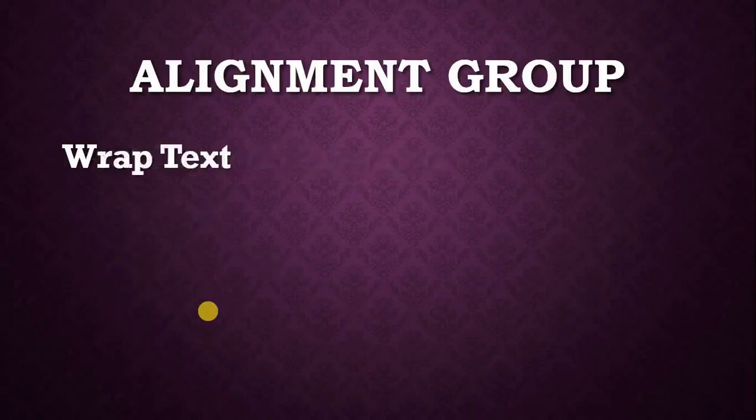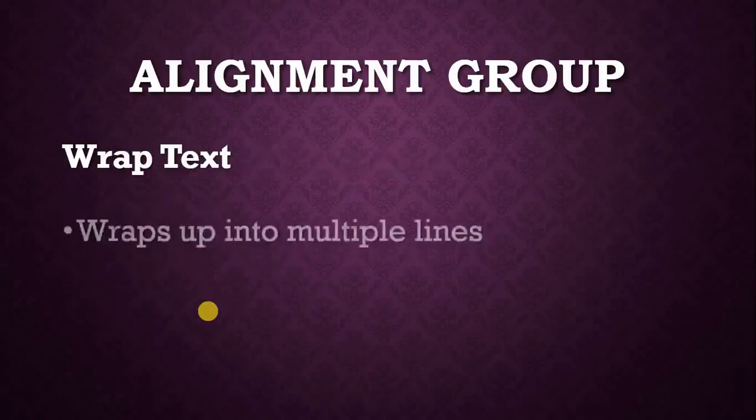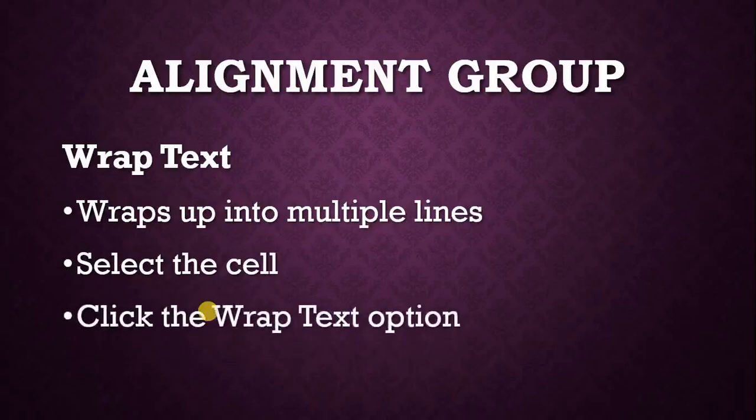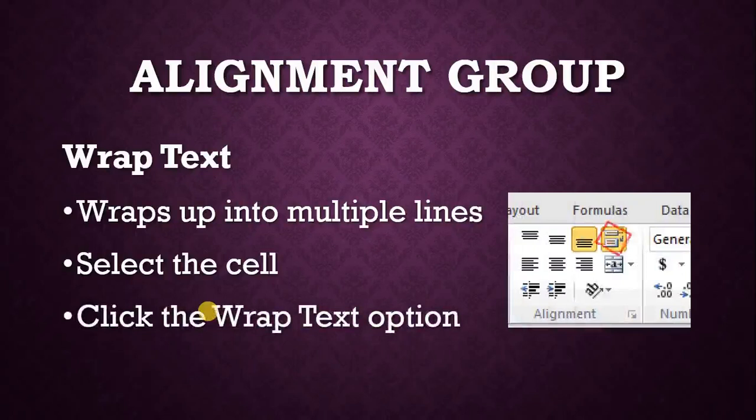First, wrap text. By using this option, you can wrap up the text into multiple lines. To do that, you need to select the cell and then click on the wrap text option in the alignment group. This is wrap text option.